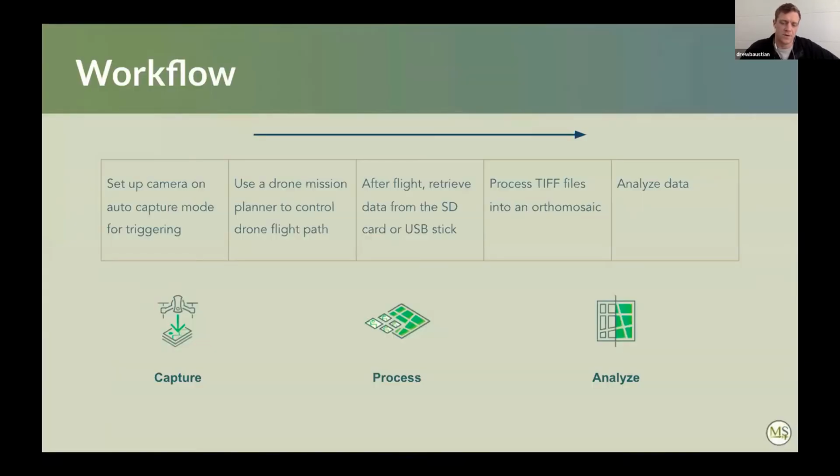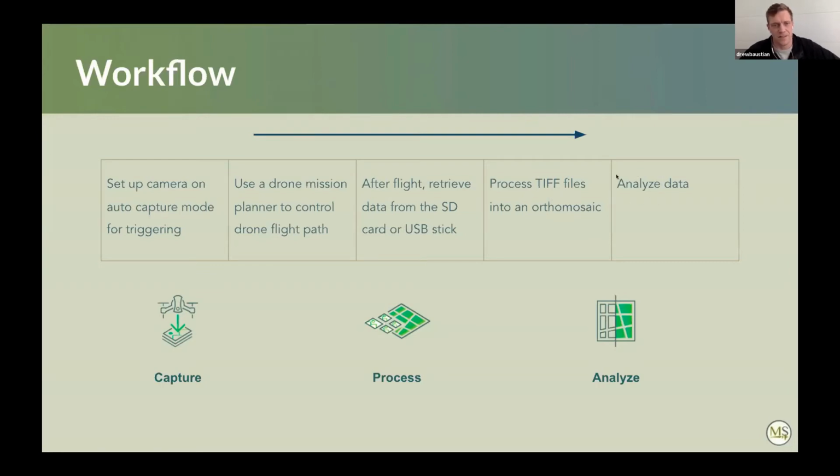So the workflow for using our data is basically simplified into this breakdown. You set the camera up on the drone to start capturing once the drone's in the air. You use a drone mission planner to control the drone flight path. After the flight, the drone lands, and you take the SD card or the USB stick out of the camera. The RedEdge has an SD card. The Altum has a USB stick. And then you'll process those TIFF files into an orthomosaic, and then you'll analyze the data.